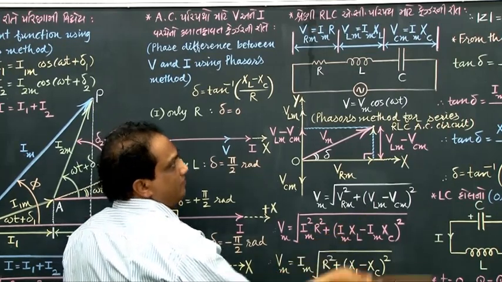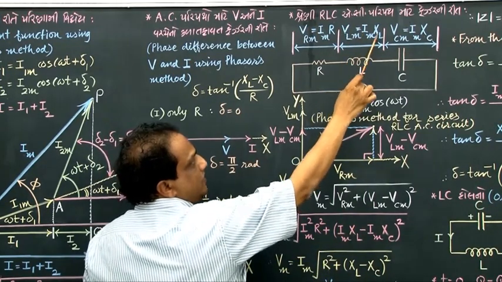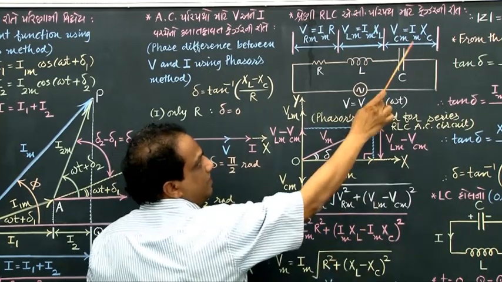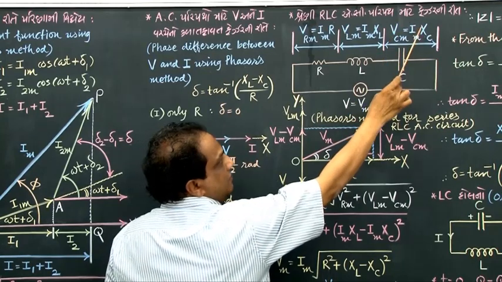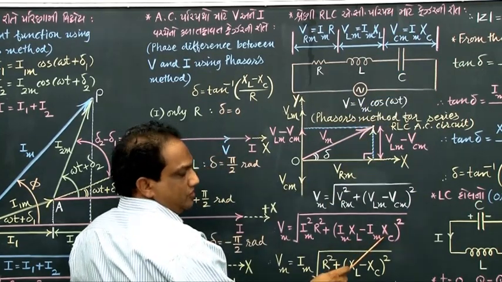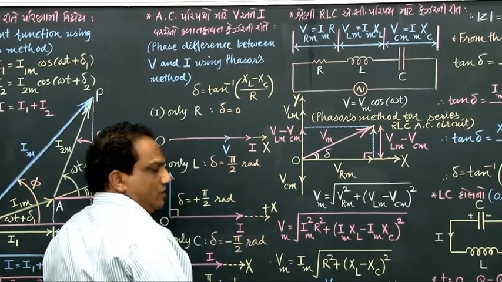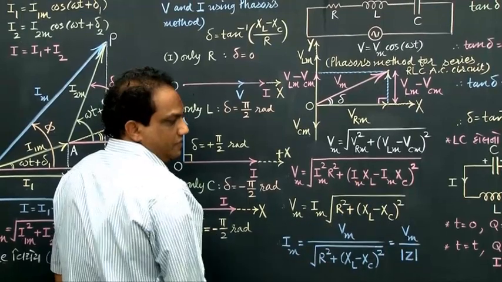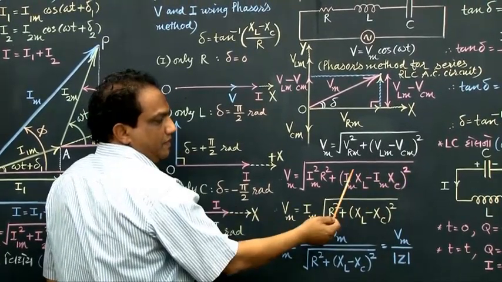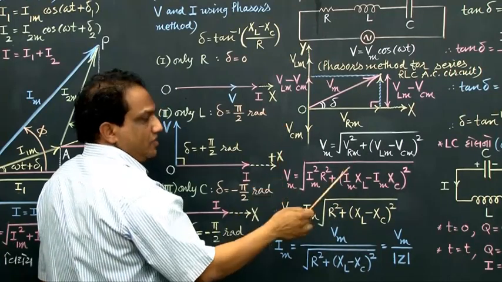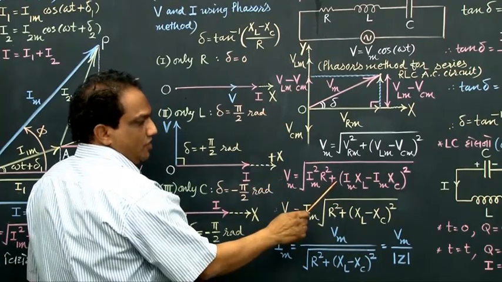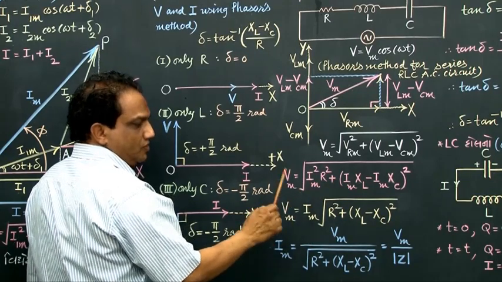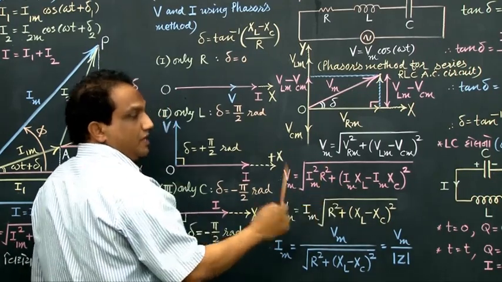What is VLM? VLM is Im into XL, minus VCM. VCM is Im into XC, whole square. Now tell me, can you take Im common? Yes, we can take, but because here it is square, only after making it squared can you take it out. So here you can think of Im square, and when you take out this Im square and this Im square, after taking square root, you can bring it out.